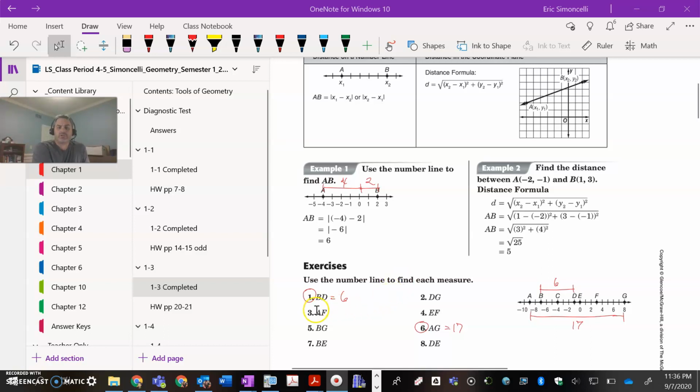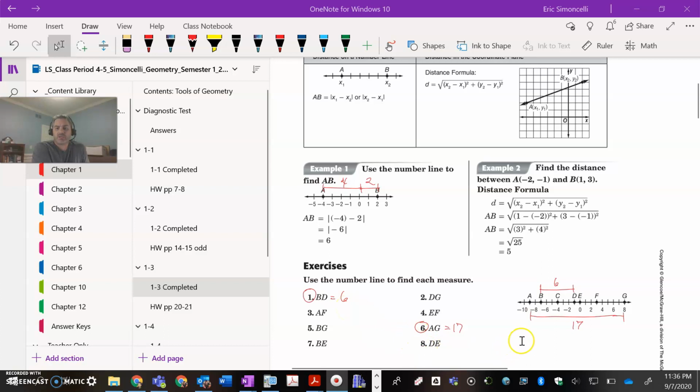So for number 1, it says you will use a number line to find each measure. BD, if you take point B, which looks to be at -7, to point D, which looks to be at -1, you take -7 minus -1. Take the absolute value of -6, of course, you get +6. Or if you do -1 minus -7, you'll get 6, the absolute value of which is still 6. So the distance between those 2 points simply is 6. It cannot be negative, nor will it ever be negative.